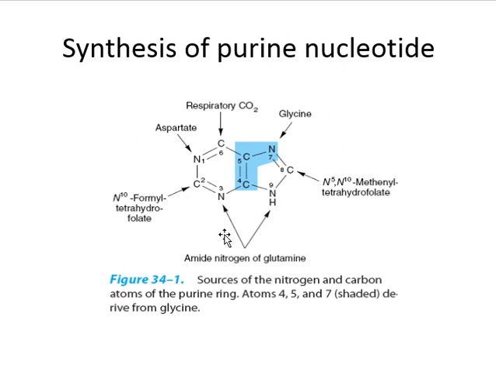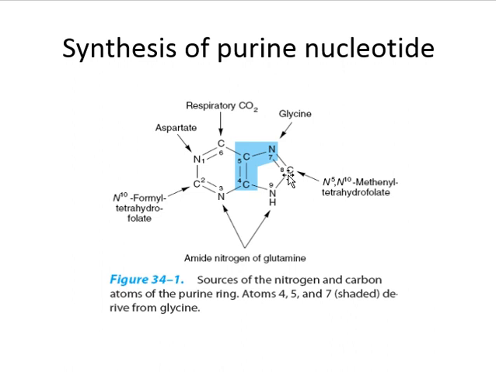Now this is the ring structure of a purine, and this diagram shows the sources of the atoms. In this diagram, it can be seen that atoms 4, 5 and 7 are derived from glycine, and atom number 6 is provided by carbon dioxide. The atom number 1, that is nitrogen, is derived from aspartate.